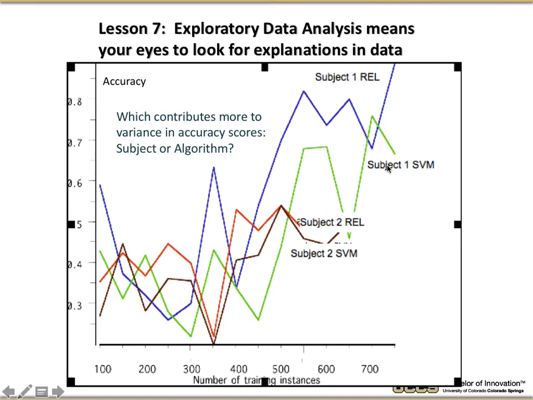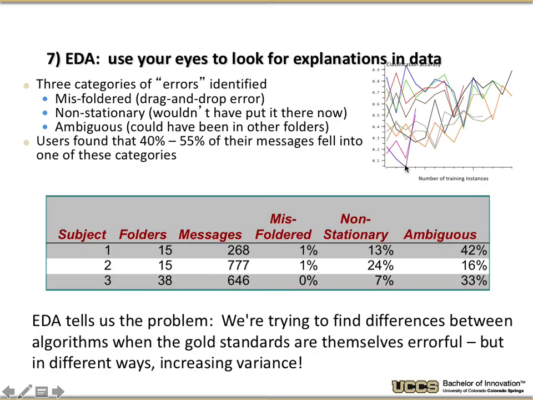Okay, so when you start noticing those, then you want to look at your data and start trying to draw a little bit of deeper insight. So if we actually looked at what went wrong for subject 1 or subject 2, maybe we should classify them into kinds of errors. So first is how many folders did the person have? That's a variable that might be important. How many messages did they process? How many times would they put them in the wrong folder? How many times did they move them from folder to folder, what we call non-stationary? And how many times were they considered to be ambiguous?